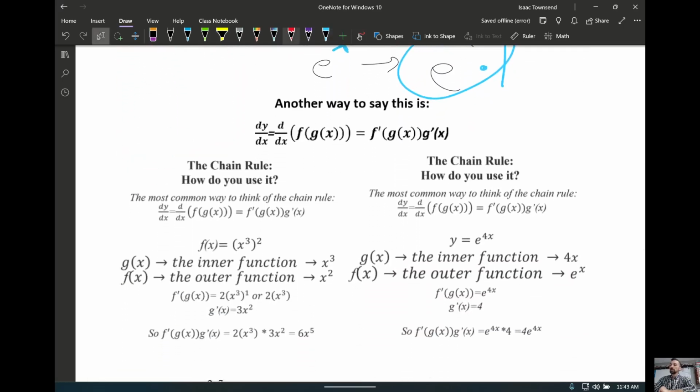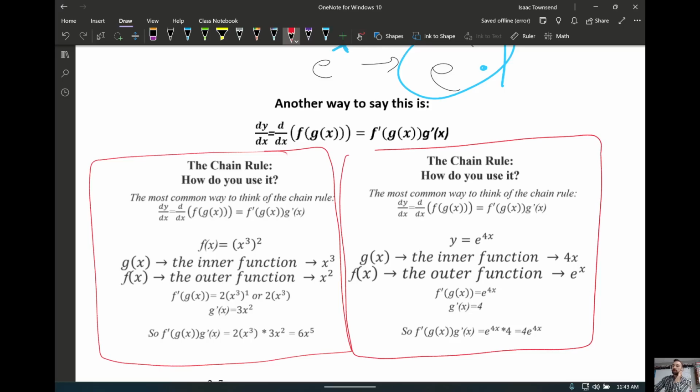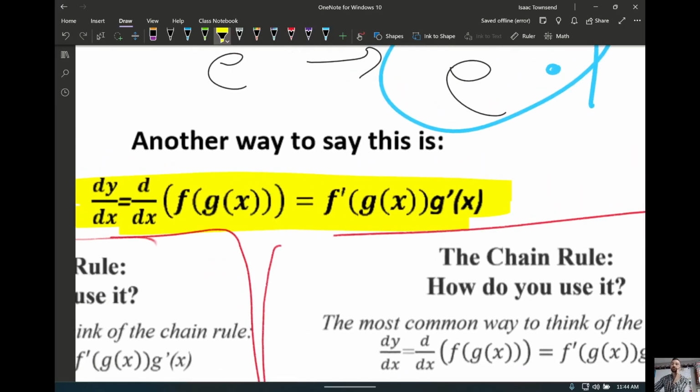Okay, so over here, I typed these up if they help you, but these are the 2 examples we did on the front page: x cubed squared and y equals e to the 4x. Inner function, outer function. But this little formula is probably going to help you with one of your Khan Academies today. This is still chain rule. It's just with math symbols.